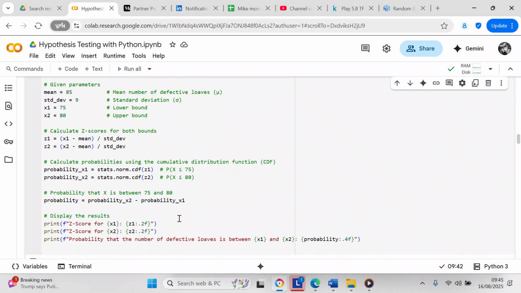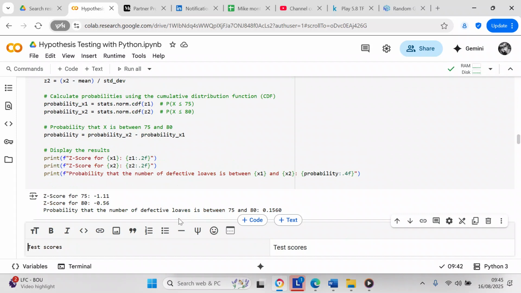So we're going to display the results: the z-score for x1, the z-score for x2, and the probability that the number of defective loaves is between x1 and x2. The z-score for x1 is negative 1.11. The z-score for x2 is negative 0.56. The probability that the number of defective loaves is between 75 and 80 is 0.1560. So that's how you solve that problem.